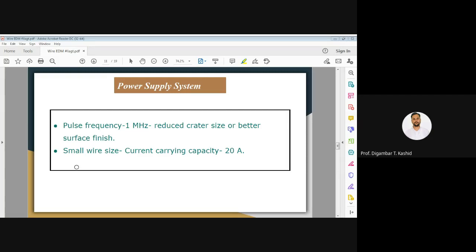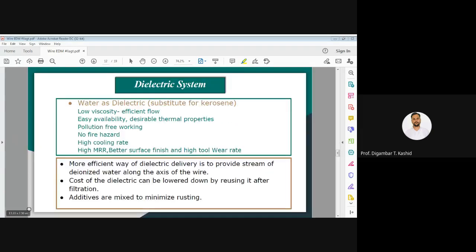So due to that, your wire may break. Okay, so due to that, we have to give that current up to 20 ampere. Then we have the second system, that is the dielectric system. So the second component of our wire EDM system is the dielectric system.